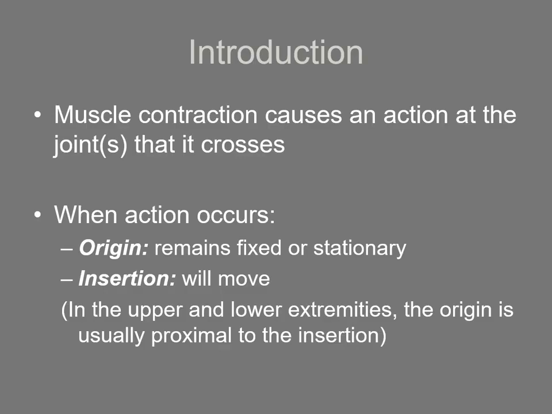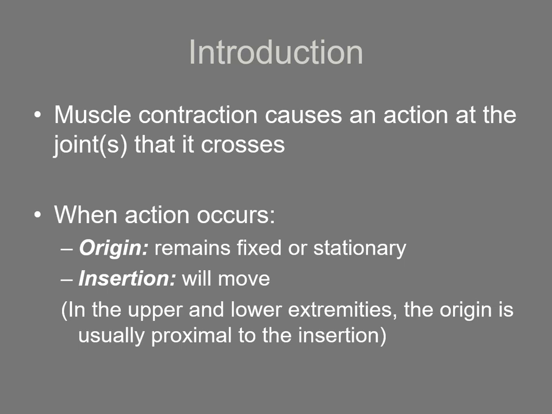With the muscles, you have what we call points of origin and points of insertion. The point of origin is the one that remains fixed or stationary, and insertion will move. Now, when you're talking about the arms and the legs, so the extremities, the origin is usually going to be proximal to the insertion. You will need to be familiar with the points of origin, points of insertion, and the type of movement for the various muscles.